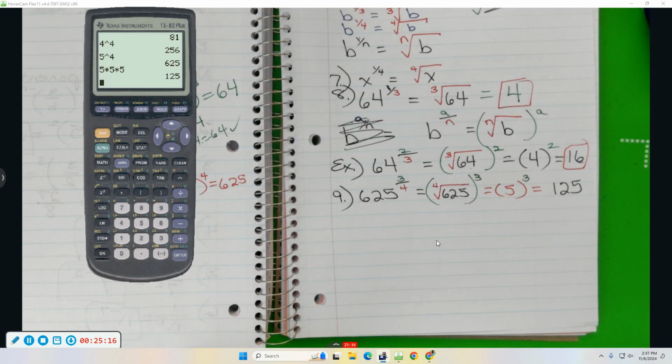Now, if you're using a calculator like this, make sure y'all are aware that you can take the 625 and raise it to the exponent 3 divided by 4. What do you think that should give us? What did it better give us? 125? Sure enough.